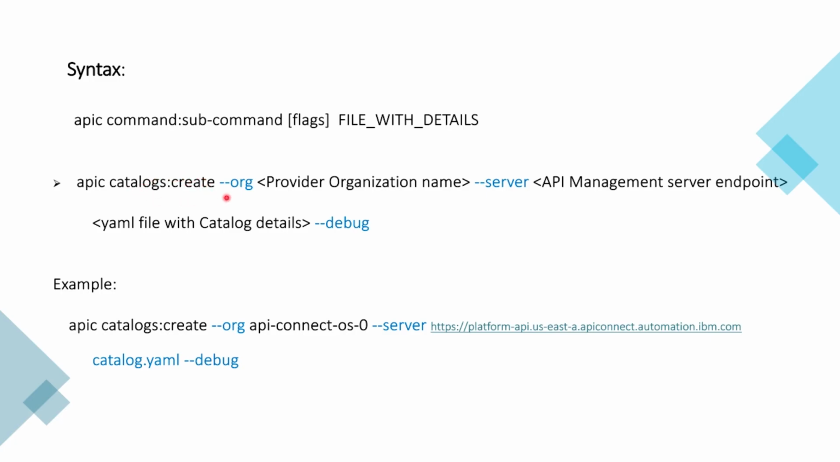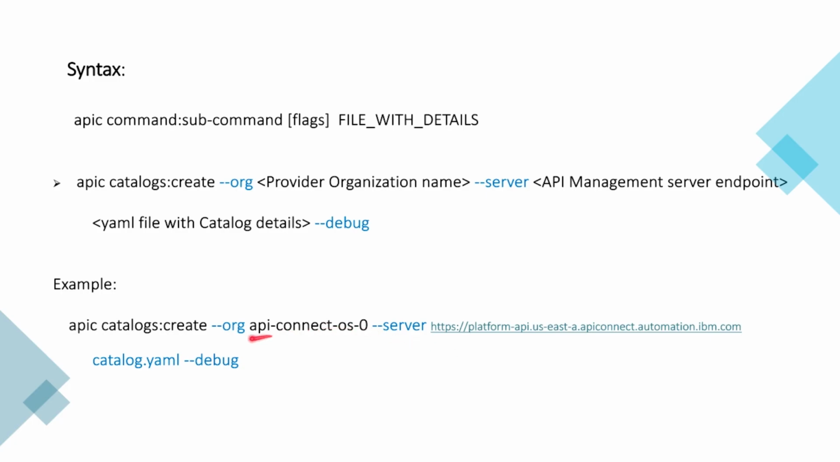This is the syntax. Now for that we need to provide the organization, that's the provider organization. Then the server. The server should be the API management server. Then provide the file. It is of type YML with the catalog details like name and other details. Debug means you will get the detailed output. Here in this example catalog create, this is the organization name for our API instance and this is the API management server endpoint here.